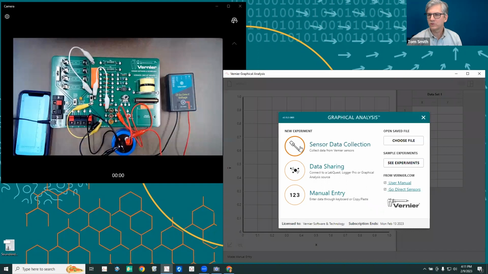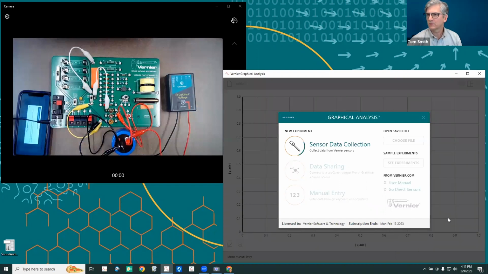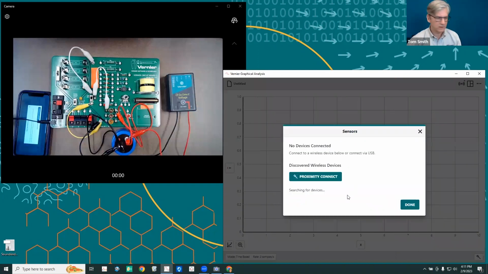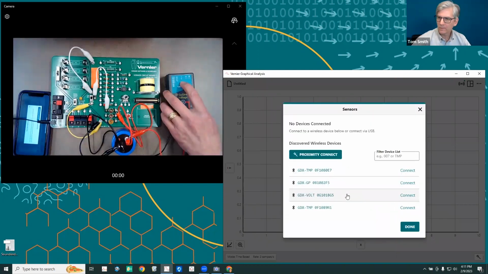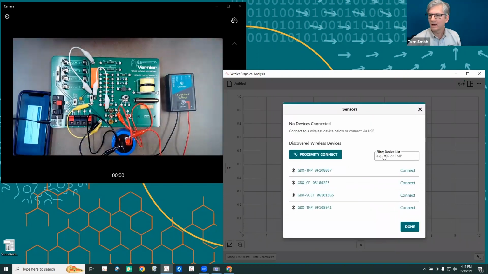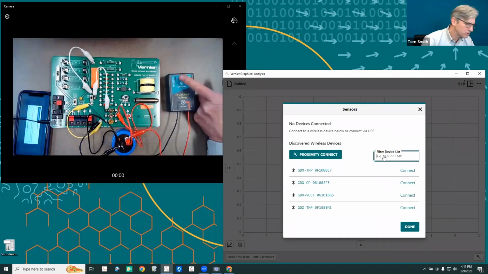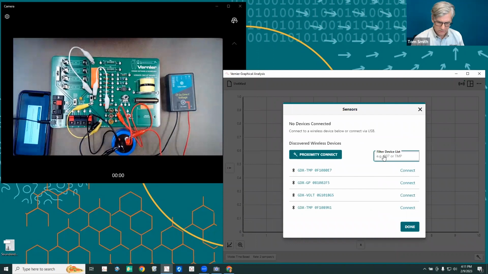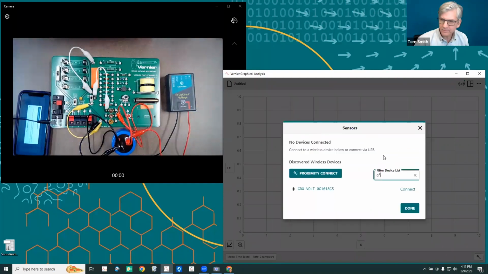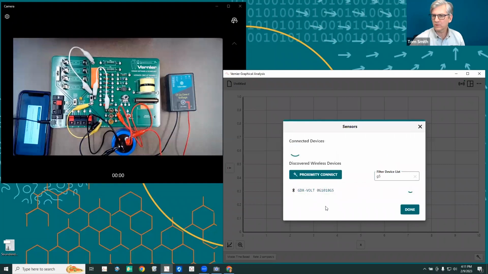And I'm going to choose sensor data collection and make sure that my sensor is turned on. If I have a big list of sensors, I can use the filter using the serial number on the sensor, which ends in G5. So I just type that in and it isolates down to my sensor there. So put that in there.